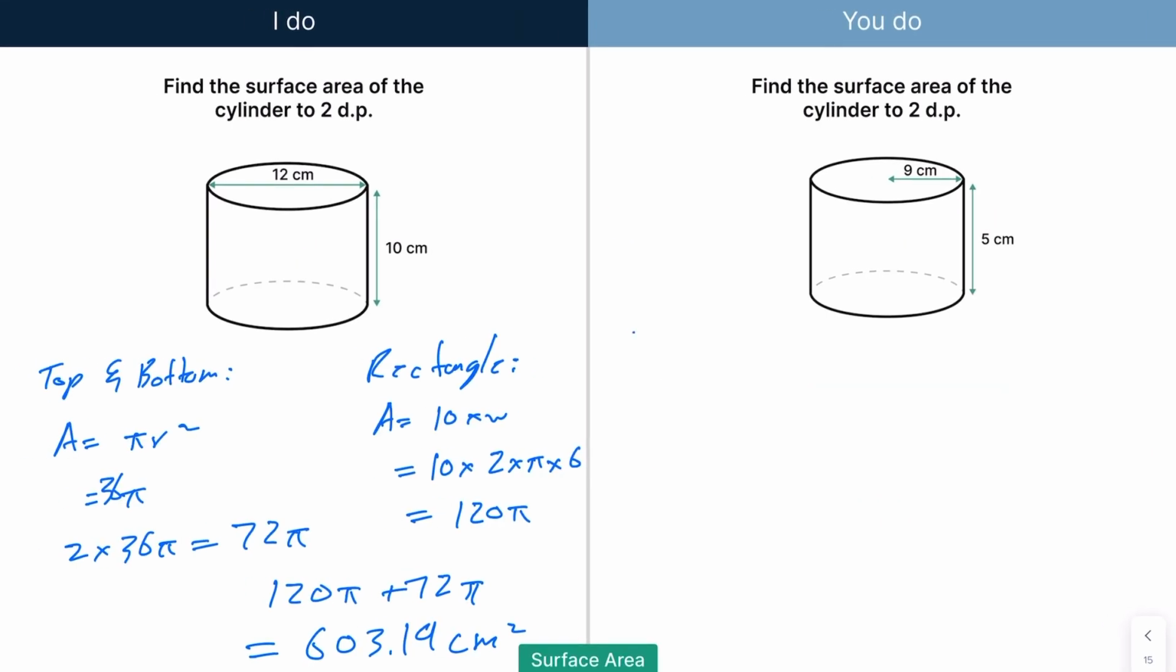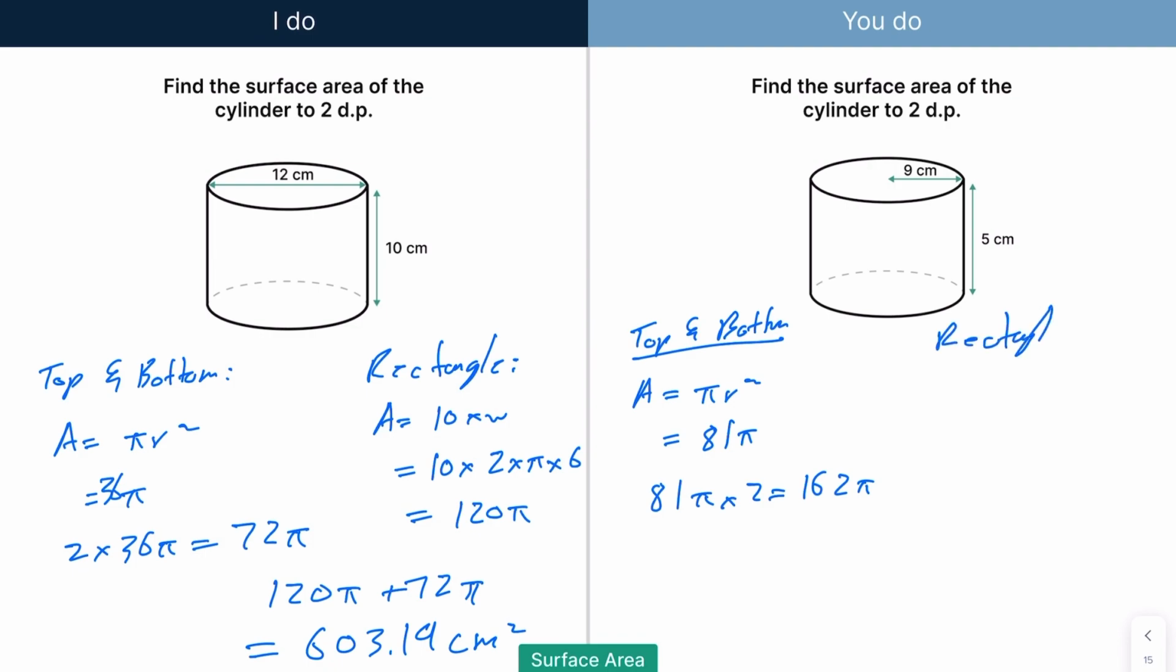So again, with the circle, we can say top and bottom. So that area is going to be pi r squared, which is going to be 9 squared, which is 81 pi. Now there's 2 of these circles at the top and bottom, so I'm just going to do 81 pi times 2, which is 162 pi. So that's the 2 circles done. Now all I need is the rectangle.